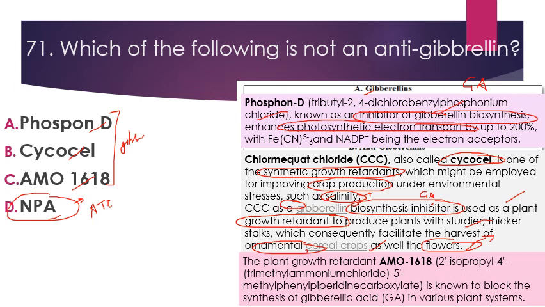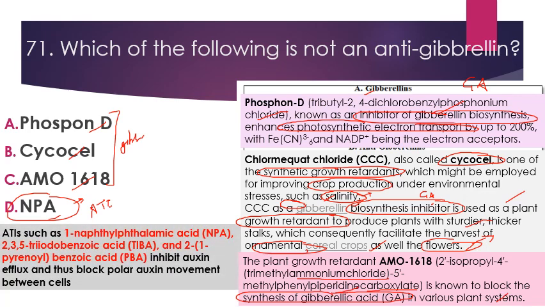The next we have this chemical that is called MO1618, that is 2-isopropyl 4-trimethyl ammonium chloride 5-methyl phenyl piperidine carboxylate. So it is also known to block the synthesis of gibberellic acid. So GA की biosynthesis का inhibitor है ये in various plant systems again.